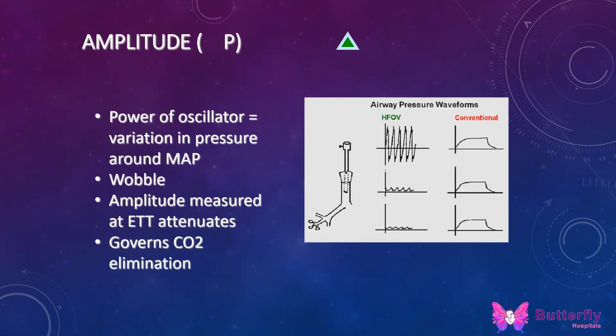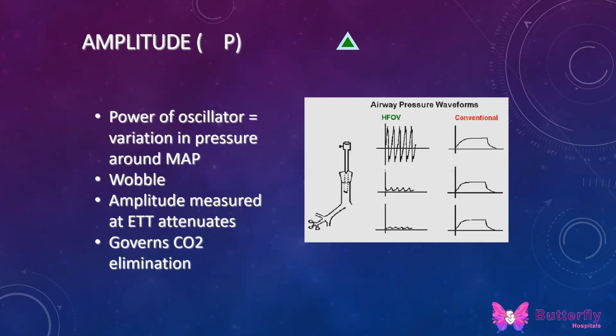When you want to start the amplitude, how do you set how much amplitude to start? Roughly, as a clinical sign, if you're watching the baby wiggling on the high frequency ventilator, you want to see the wiggle until the umbilicus.